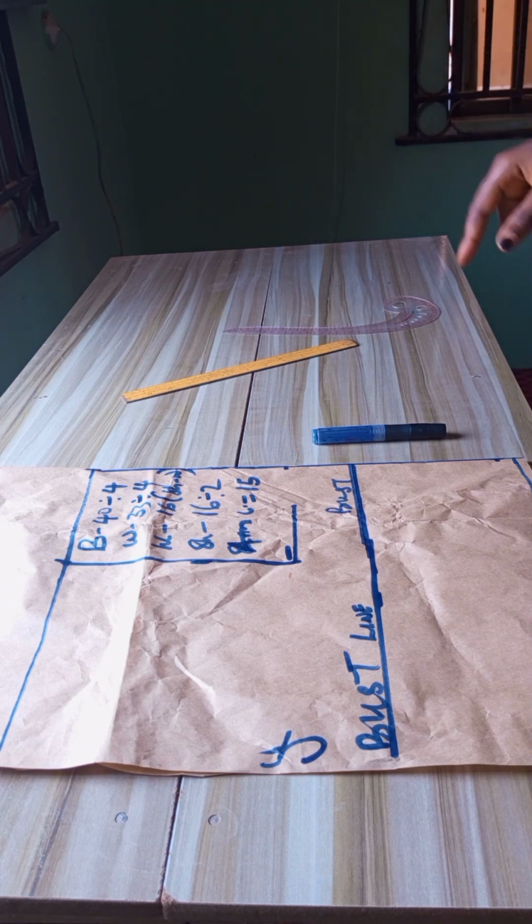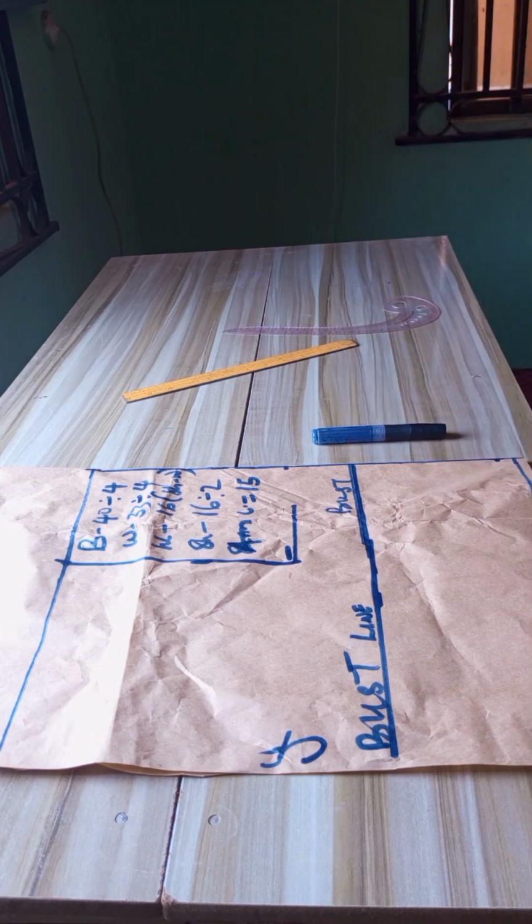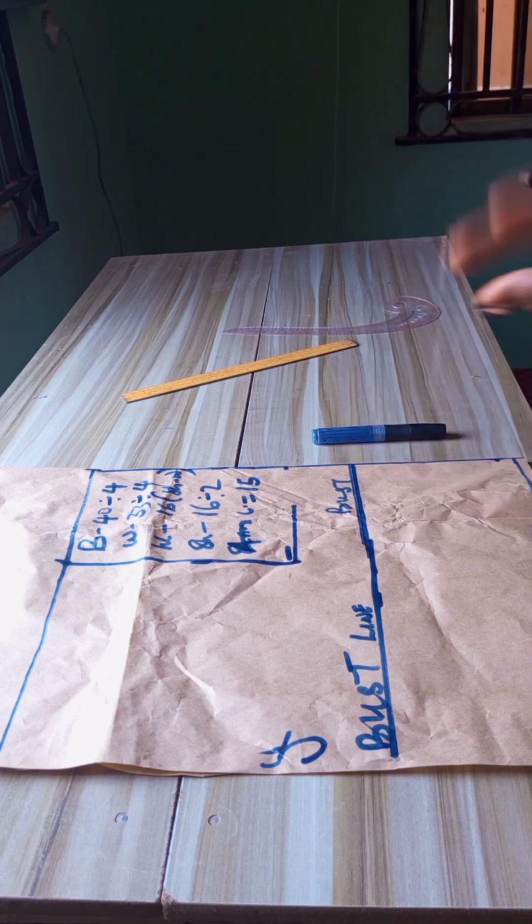But today we'll be focusing on the front upper bodice, the front part. That is what we'll be doing today. Before we proceed, the first thing we're going to do is take our measurements. If you don't know how to take accurate body measurements, kindly go back to my previous video where I taught in detail how to take accurate body measurements.